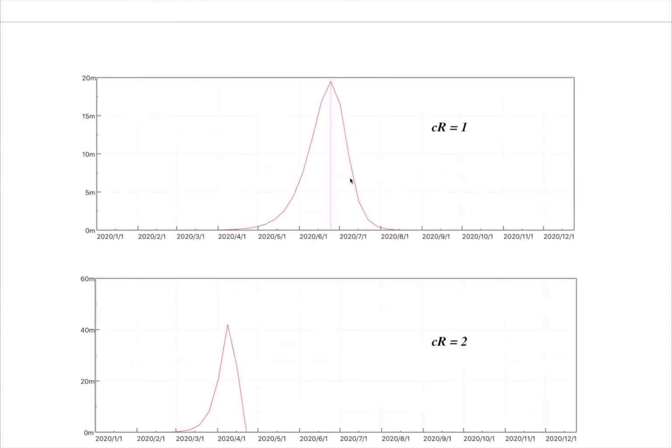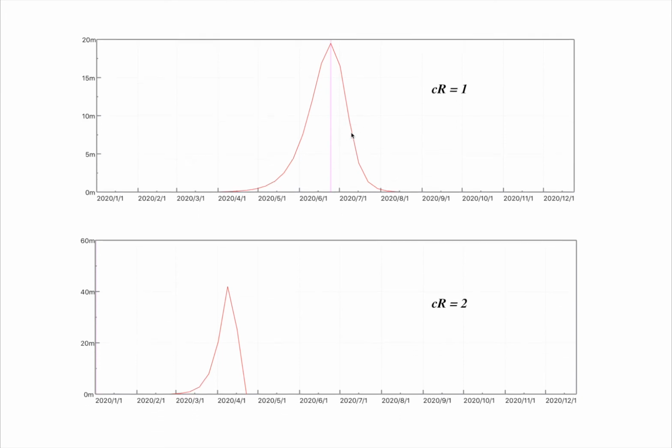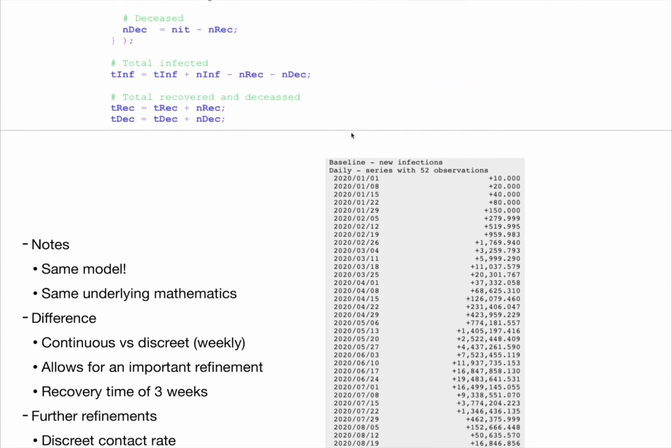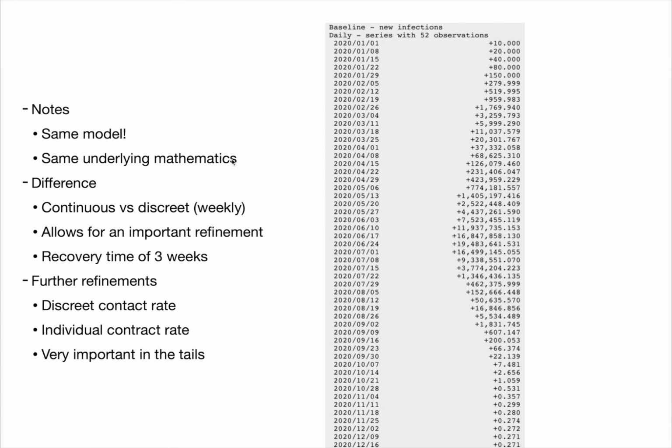Whereas here, I actually look back 3 weeks to when this number was much higher, and that is used to calculate the recoveries in this time period. Okay, so a couple of notes. It really is the same model. It's the same mathematics. The big difference is that the Numberphile simulation is continuous, while mine is discrete.